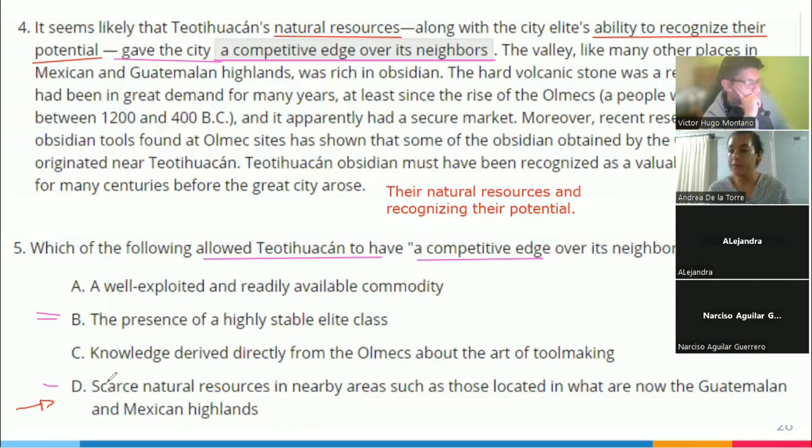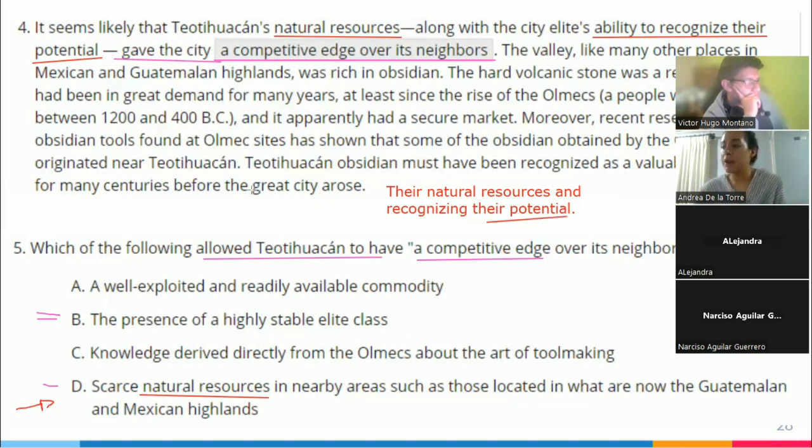This seems very tempting because it contains the word natural resource, right? It looks good. It contains part of the answer. What gave the city a competitive edge? Natural resources. That's part of the answer, right? What about recognizing the potential? Maybe we can leave it behind.